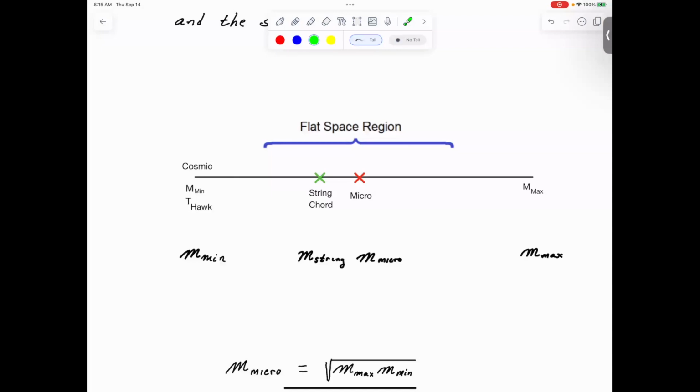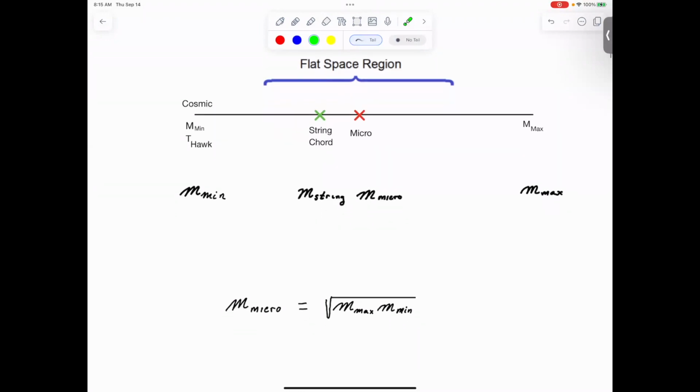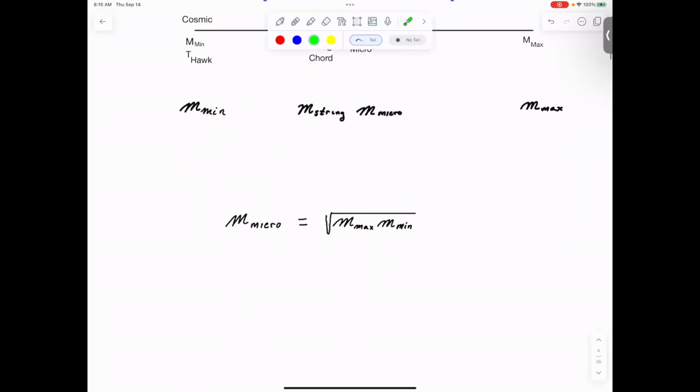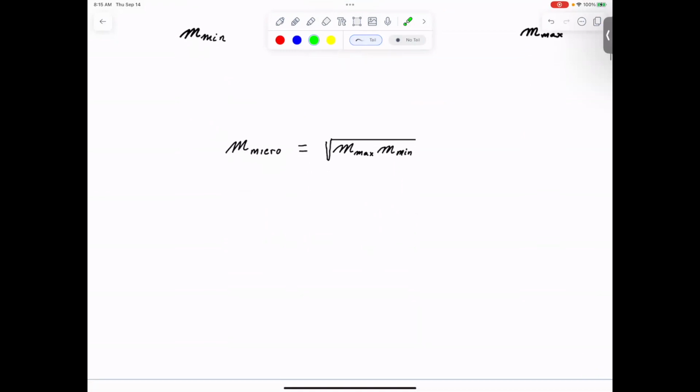Okay, we are going to be mostly interested in the cosmic scale, because it's the cosmic scale which feels the de Sitter character of the geometry. Again, the microscale is the geometric mean of the maximum and minimum energy scale.